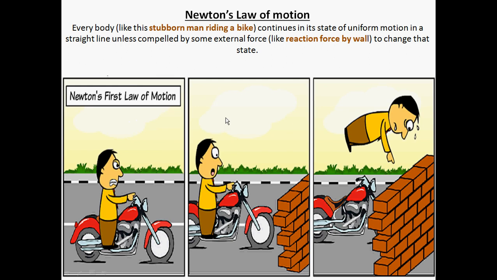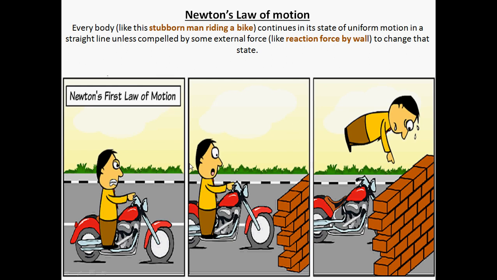So what does inertia say? It is the tendency of a body to remain in its state of motion or rest. This stubborn man was riding a bike and was in motion initially, but suddenly he collided with a wall, and he was trying to resist that state of motion. That is why this man fell down from the bike: initially he was in the state of motion, and he opposed or resisted that change of state of motion. That is why this young man fell from the bike.